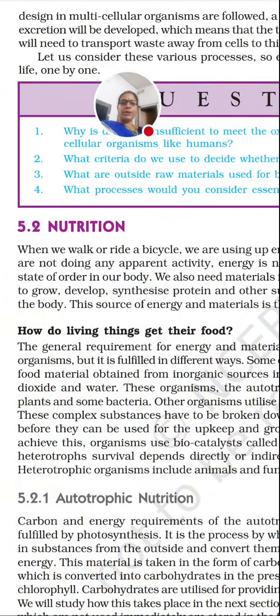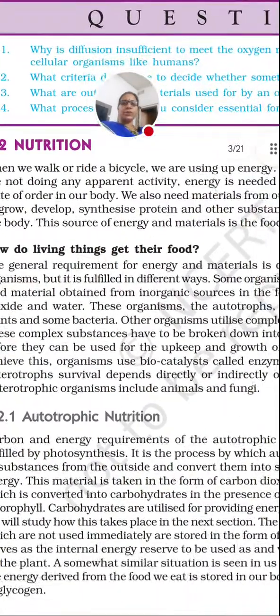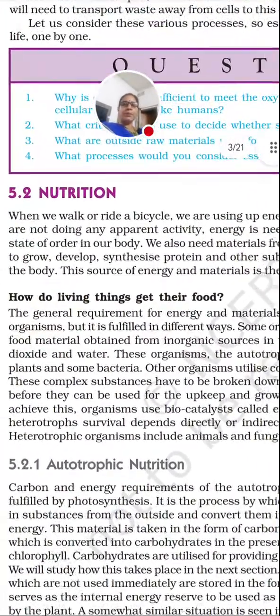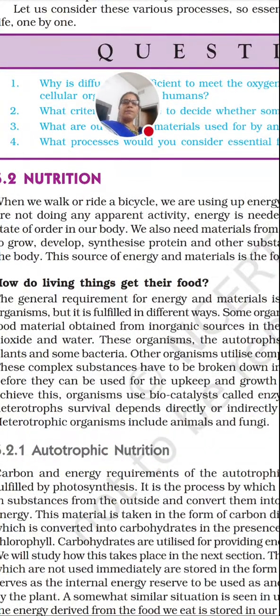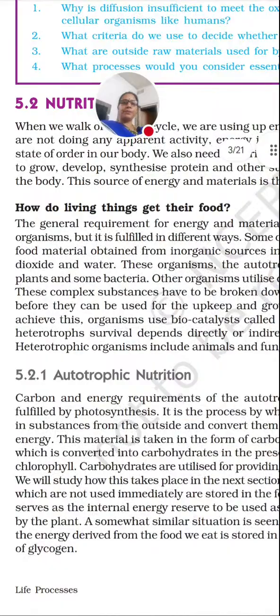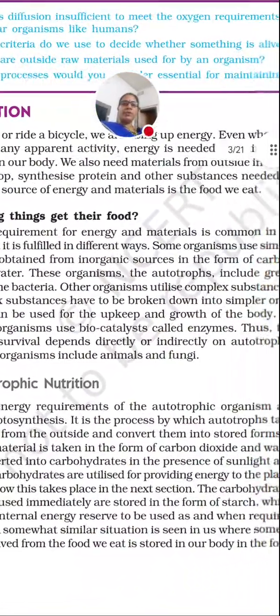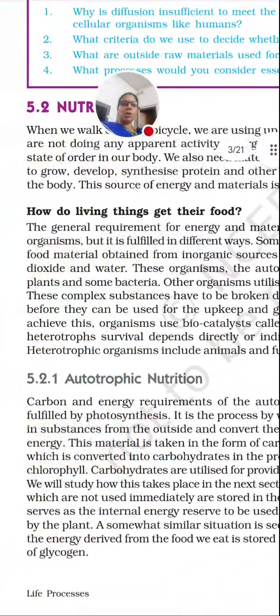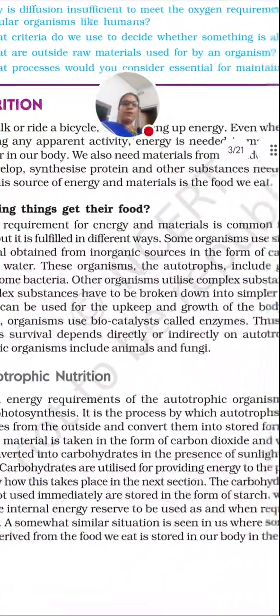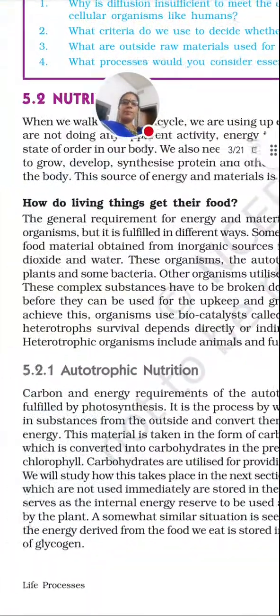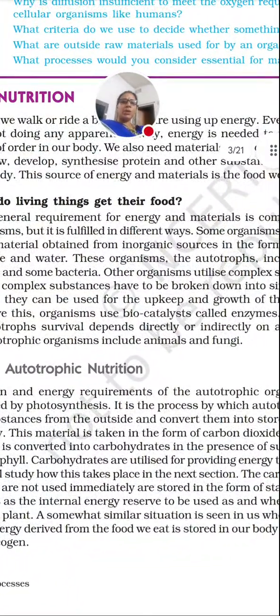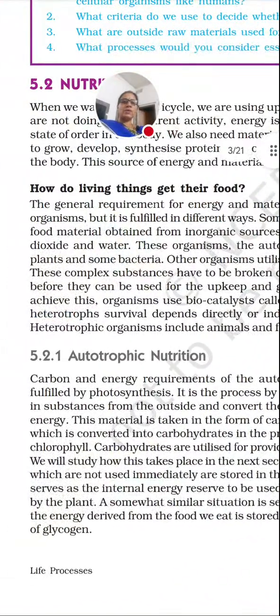From here onwards, important topics are starting. So what is nutrition? You need to prepare the definition properly. Nutrition is a process by which an organism takes in essential things for survival. So nutrition is a process of getting in food. How do living things get their food? Different mechanisms are there. The general requirement for energy and material is common in all organisms but is fulfilled in different ways. Some organisms use simple food material obtained from inorganic sources in the form of carbon dioxide and water.